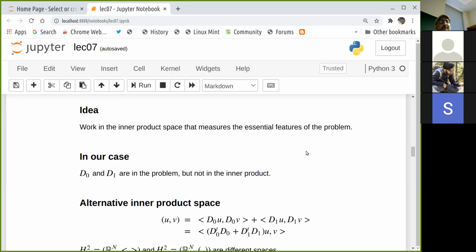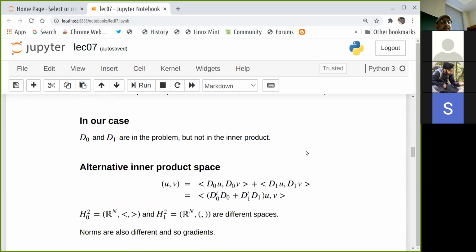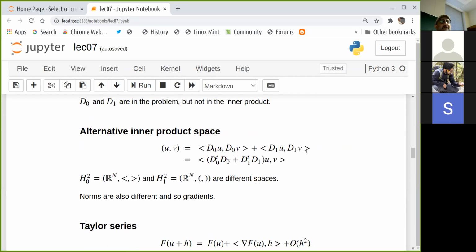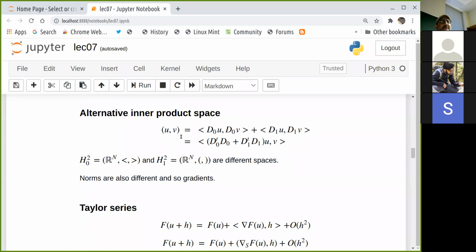I'm going to define a new inner product. So I wrote the old inner product, the usual inner product in Rn, with angle brackets. So I'm going to write this new inner product with round brackets, to distinguish between the two. I'm going to say that the inner product of two vectors u and v should be the inner product of d0u with d0v plus the inner product of d1u with d1v.